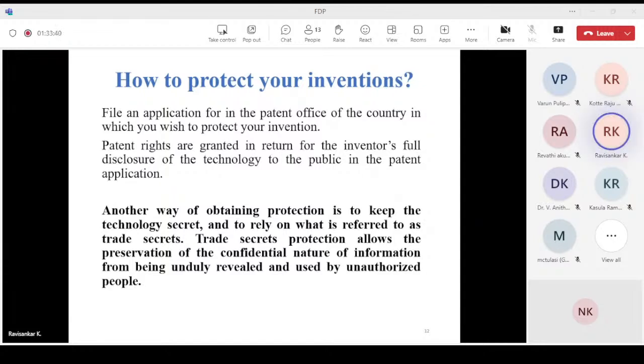Then there is another way of protecting your invention. The problem with a patent is you have to disclose all your invention and the detailed manufacturing process of your invention in the patent, which will become public after it is published. So people, after seeing your publication, will come to know about your invention, and they will find different ways to overcome your invention and prepare the same product. So if you don't want to disclose your invention, you keep your information as a technology secret and rely on what is referred to as trade secrets. Trade secrets protection allows the preservation of the confidential nature of information from being unduly revealed and used by unauthorized people.